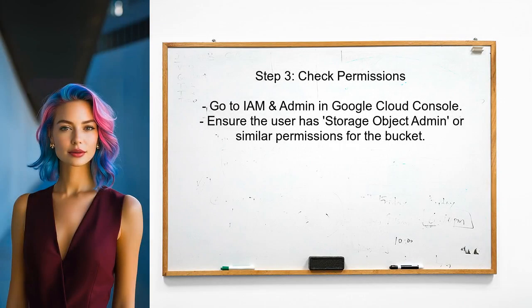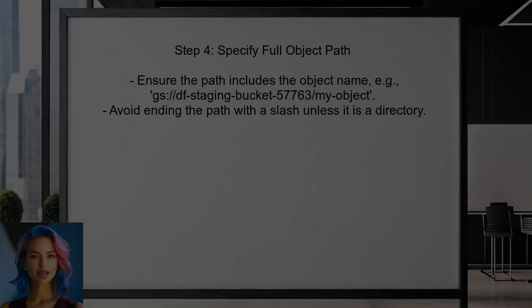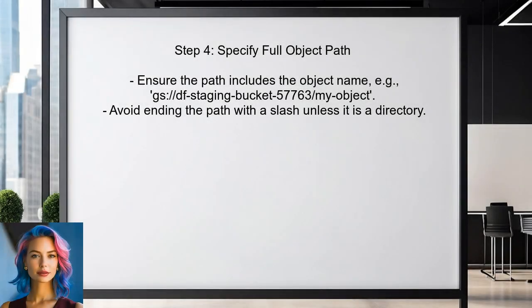If the bucket exists, the user should check their permissions. They need to ensure that they have the necessary permissions to access the bucket. This can be done by reviewing the IAM settings in the Google Cloud console. Finally, if everything seems correct but the issue persists, the user should consider specifying the full path to the object within the bucket. This includes ensuring that the path does not end with a slash unless it is a directory.